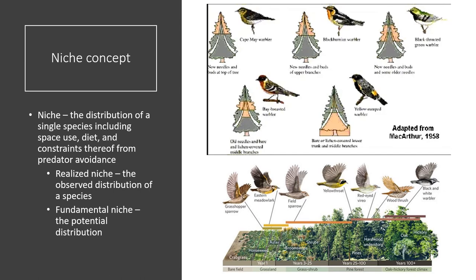But if you removed all four of them, the yellow-rumped warbler, let's say, this is just a completely hypothetical example, but if we removed all the other warblers and the yellow-rumped warbler then started using the whole tree, the fundamental niche for the yellow-rumped warbler would be the entire tree, whereas the realized niche is this peach-colored portion right here that it's constrained to given its competition. So that's really the big difference between the fundamental and realized niche.